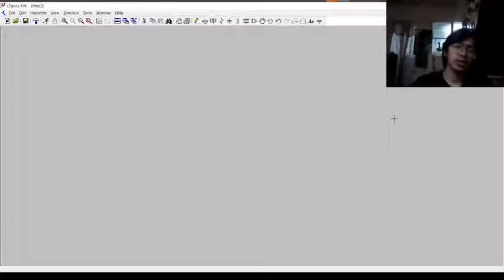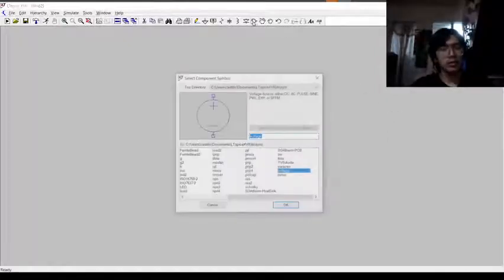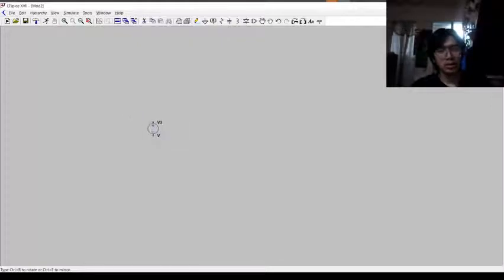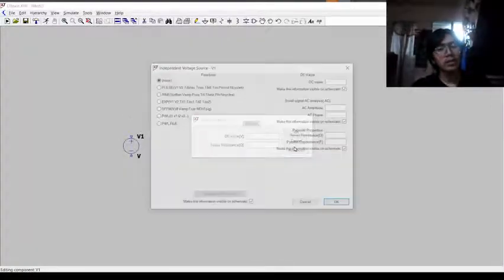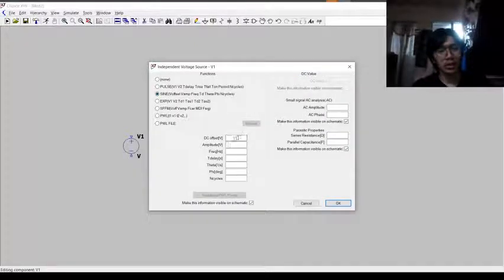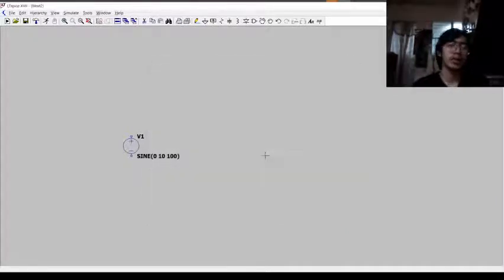And today we're going to create, analyze, and simulate a full-wave bridge rectifier in this video. So for every circuit, we will need a voltage source. So we have a voltage source, and this time our voltage source will be a sine, meaning this will have an AC voltage input, and for amplitude we will have 10 volts and a frequency of 100.